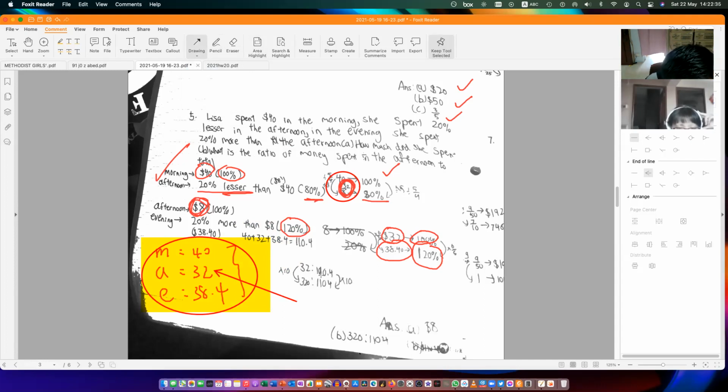So I see that 32 to... what is this word? This is 110.4. Is it 110.4? Okay, good. So if you have 110.4, you times 10 times 10, you end up with this, right? Then can I ask you, is this the final answer?